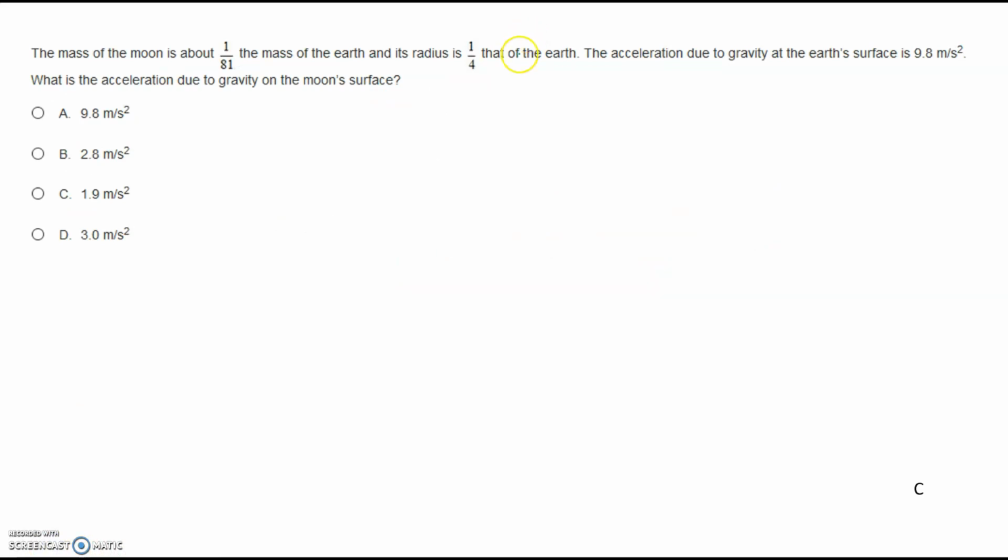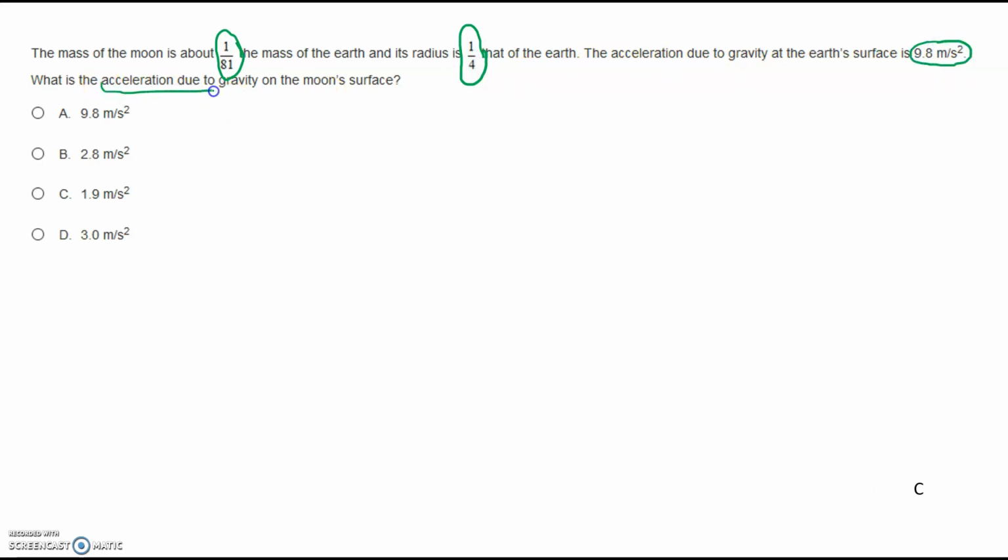Okay, this one was a little weird, but I finally figured it out. So there's a lot of derivation stuff, so I'll show you how it goes. The mass of the moon is 1/8 the mass of Earth, and its radius is 1/4 that of Earth. The acceleration due to gravity on Earth's surface is a number we've been using the entire semester.